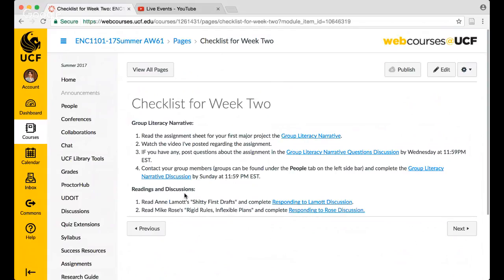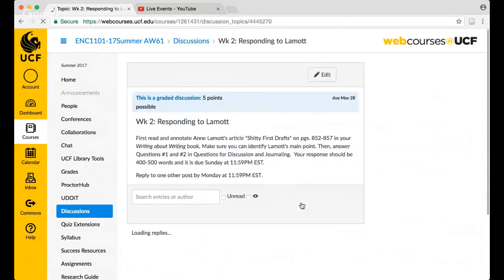And then lastly, readings and discussions. I want you to read Anne Lamott's Shitty First Drafts and complete a response to that, and then also Mike Rose's Rigid Rules and Flexible Plans and complete a discussion response to that. So let's actually just go ahead and look at those two real quick.